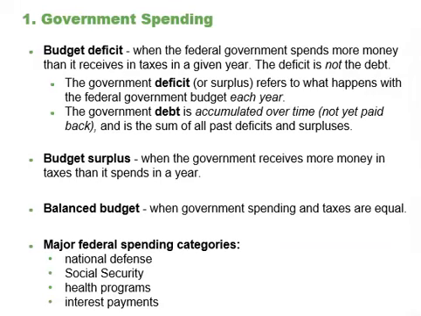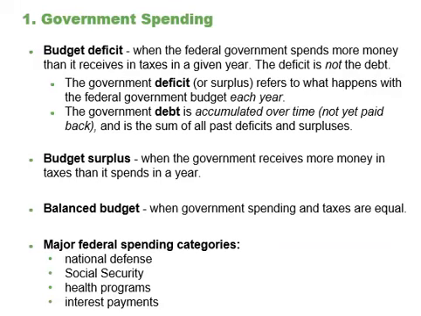The deficit is not the debt. The difference between the deficit and the debt lies in the time frame. The government deficit or surplus refers to what happens with the federal government budget each year. The government debt is accumulated over time. It is the sum of all past deficits and surpluses. For example, if you borrow $10,000 per year for each of the 4 years of college, you might say that your annual deficit was $10,000, but your accumulated debt over the 4 years is $40,000.